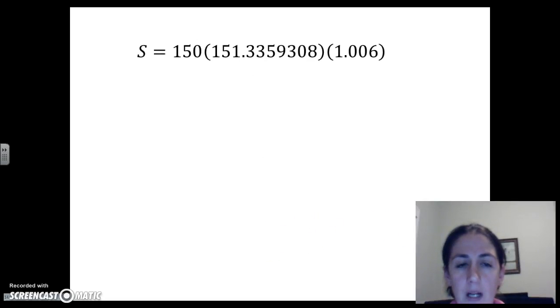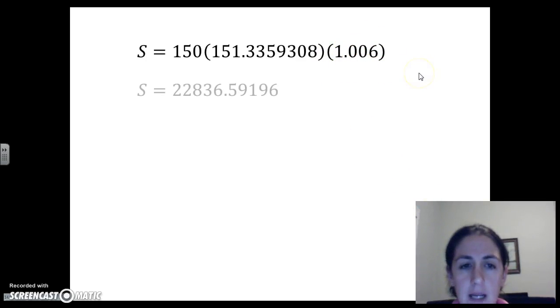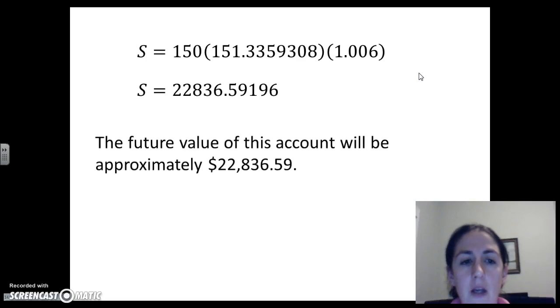And now we have 150 times 151.3359308 times 1.006. That gives us that one extra interest payment right there. Calculate that all together, we get $22,836.59196. So the future value of this account will be approximately $22,836.59.